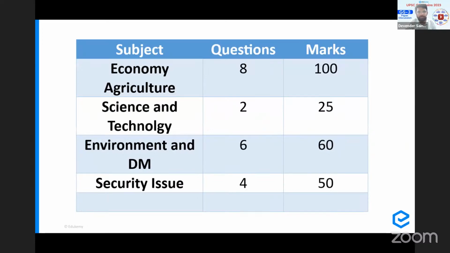If we are dividing according to the subject wise, the economy and agriculture had 8 questions. This varies between 8 to 9 every year. This year there were 8 questions and they carry almost 100 marks. Science and technology varies between 2 and 3 questions. This year there are 2 questions, that's 25 marks, but there's a question related to biotechnology where we are talking about bioethanol, biofuel ke bare mein baat kar rahe hain, that can be included into environment, or that can also be included into science and tech, that depends. In environment and disaster management, there are 6 questions and they carry 60 marks, and always the fixed pattern for the security issue, 4 questions, 2 10-markers, 2 15-markers, total 50 marks. So this is the division of the question paper and the marks.